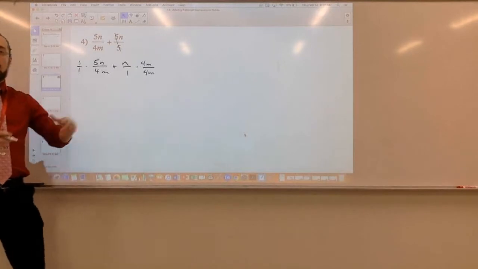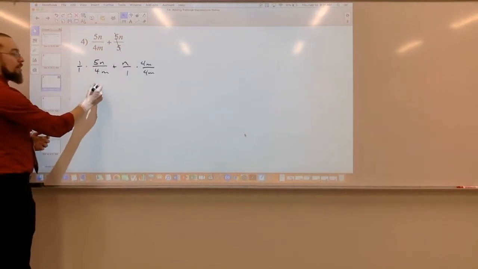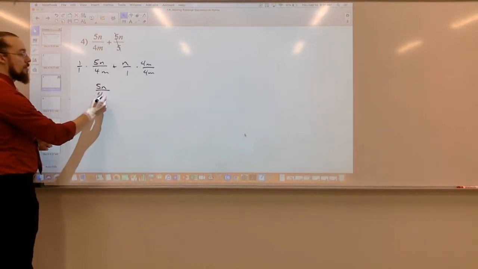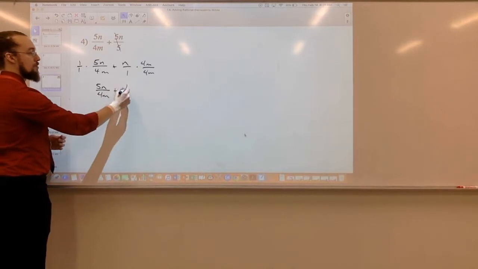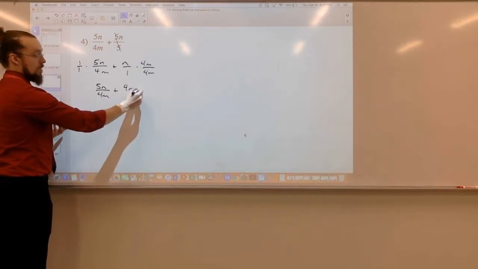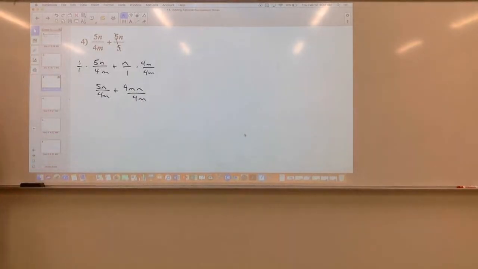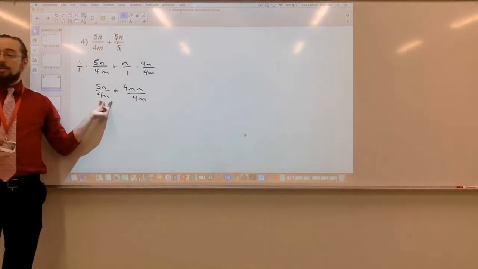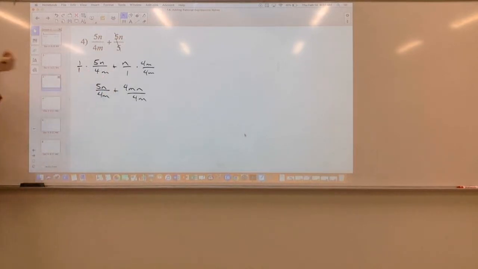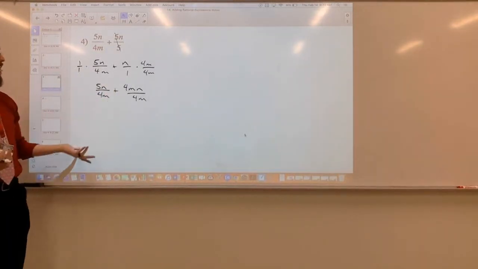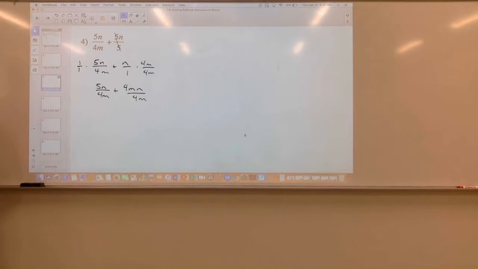This is 1. So what we get then is still 5n over 4m plus 4mn over 4m. Now I do have common denominators. Now I can add my numerators. So how would I do that? Can I smash these into one term and make this like 9mn squared or something like that? What you said? No.